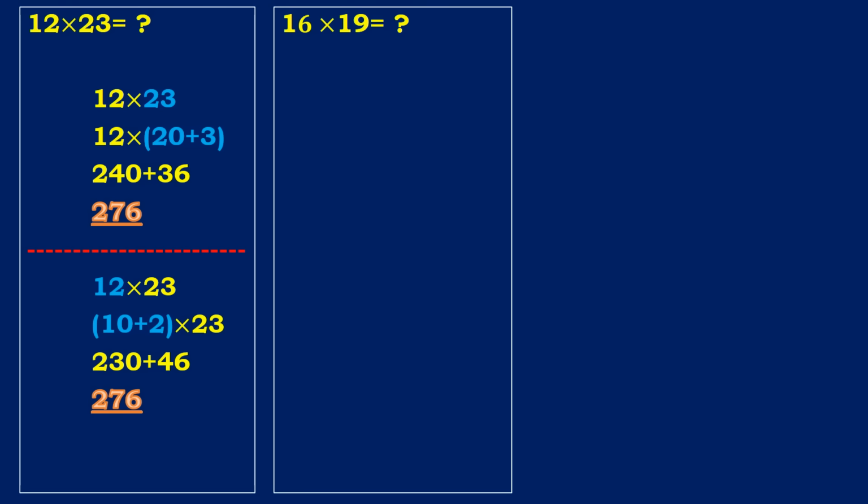Let us look at the second example, which is 16 into 19. 19 is nothing but 20 minus 1. The product of 16 into 20 will be 320. Then, we also know that 1 into 16 is 16. We subtract, and when we merge these calculations, we get the required answer, that is 320 minus 16 is 304.